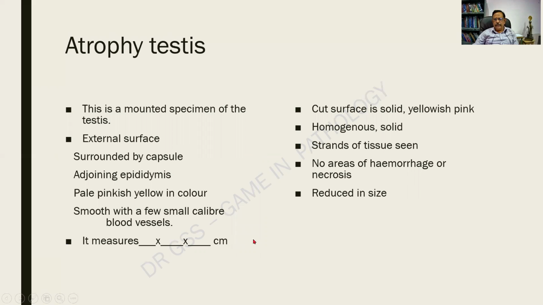So I would like you people to kindly remember this. And this is the description. Mounted specimen, external surface, what is the measurement, what is the cut surface, and it is homogeneous, it is solid. And always in a testis, I'll be able to see strands of tissue. There are no areas of hemorrhage or necrosis, marked reduction in size. Therefore, the diagnosis is atrophy testis.